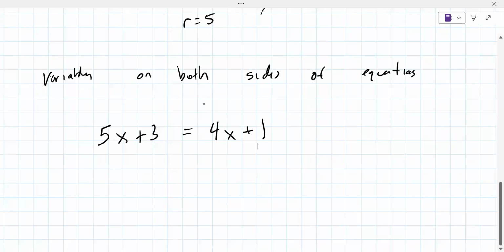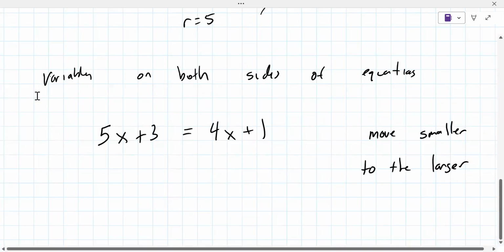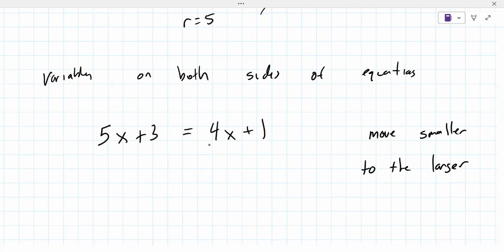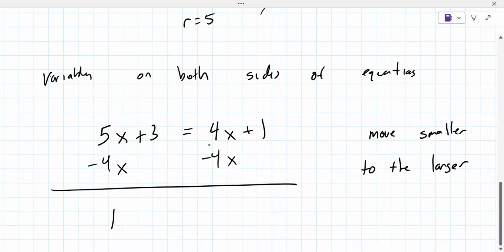And here's how you decide. You move the smaller to the larger. So you have to decide which is smaller, the 5x or the 4x. 4x. So you subtract 4x from both sides. On the left, it's 1x plus 3 equals 1.